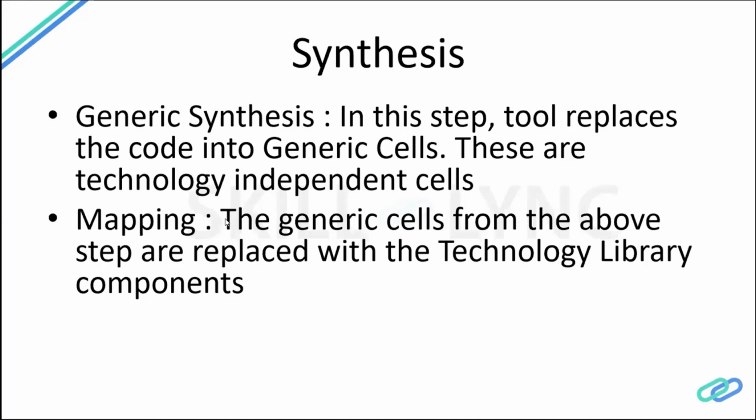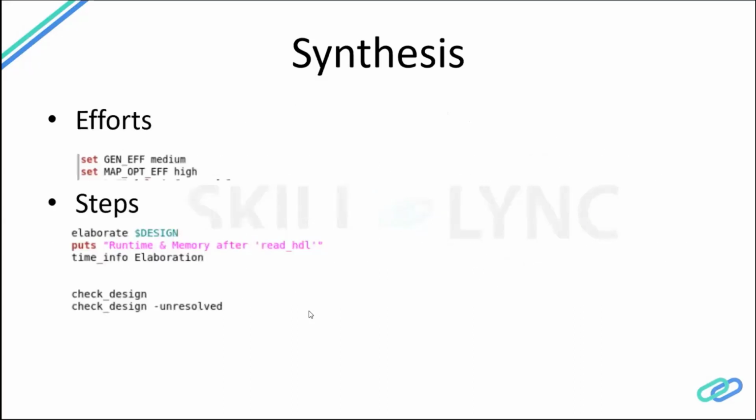In the mapping stage, whatever generic cells have come will be replaced with the technology library components based on our requirement. I'll just show you what kind of requirement. We might say generic effort medium, meaning don't put in much effort. In the map optimization step, we are asking the tool to do high. High means it will replace with the best components.